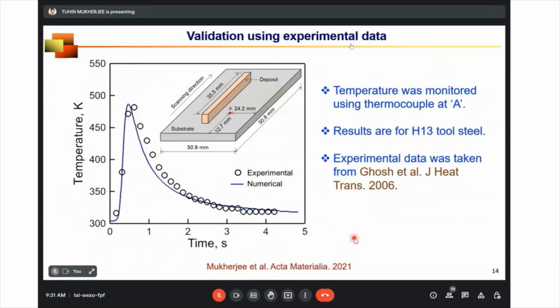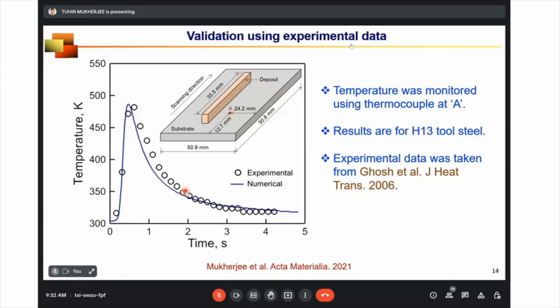How good are the calculated results compared to the experiment? Let's say you are depositing one thin layer on top of a substrate and you put a thermocouple at location A, which is a little bit away from the deposit because it's very difficult to measure temperature accurately using a thermocouple inside the deposit. This is for H13 tool steel, and you can see that the computed result matches reasonably well with the experiment. So why do we need the validation of model results?